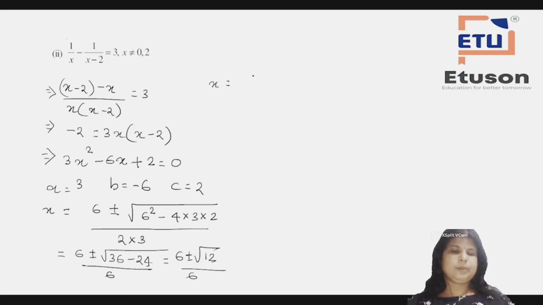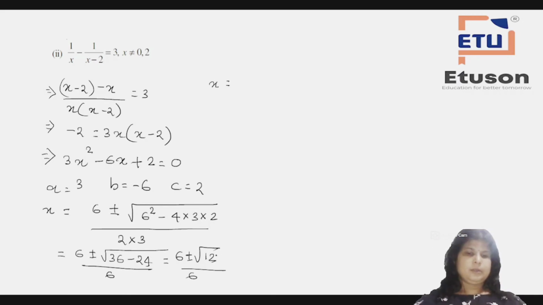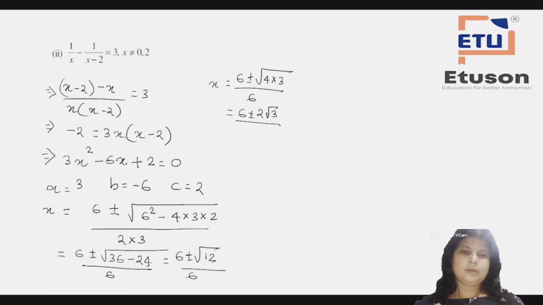So x will be equal to, so you can write down it, square root of 12 can be written as square root of 4 into 3, right? So I can write 6 plus or minus square root of 4 into 3 divided by 6. So it implies 6 plus or minus 2 root 3 divided by 6. So x will be equal to either 6 plus 2 root 3 by 6 or 6 minus 2 root 3 divided by 6.